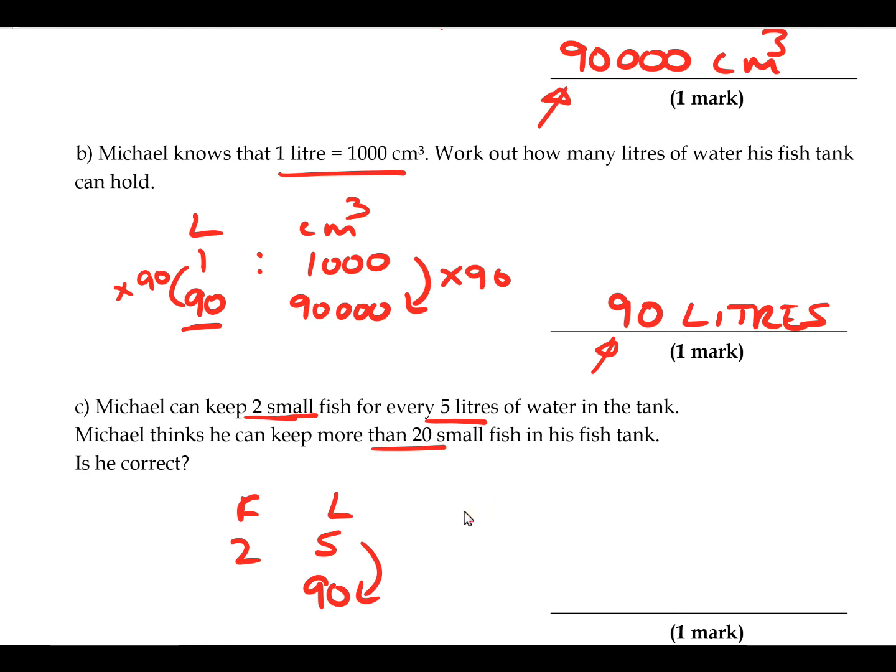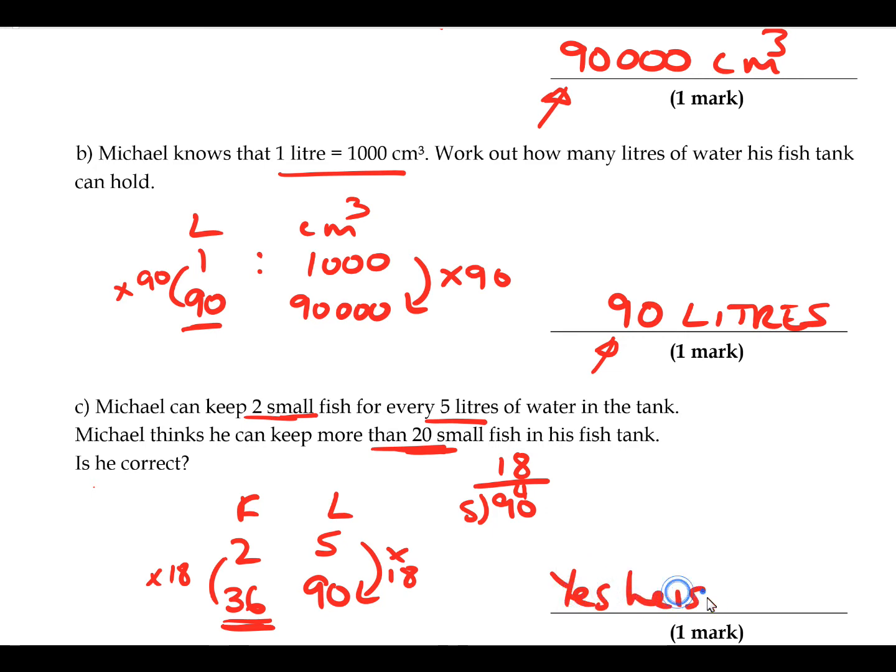So how did I get from 5 to 90? What is my scale? Well, divide the 90 by 5 and it tells you your scale is 18. So multiply the other side of your ratio by 18 and it tells you he can keep 36 fish in his tank. So is he correct? Well, he says 20. We've calculated 36. Yes, he is correct. And the evidence for this is your working out here.